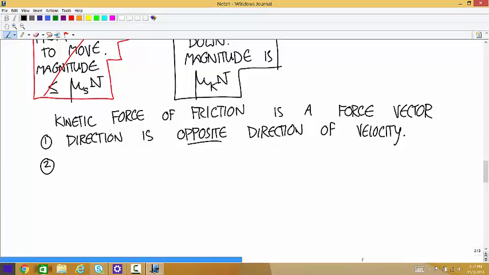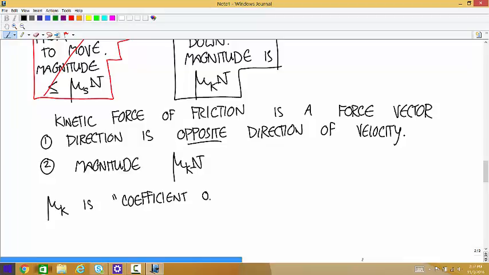So that's the direction, and then the magnitude is mu sub k times the normal force. So how do you get that mu sub k? What is that mu sub k? So mu sub k is called the coefficient of kinetic friction.